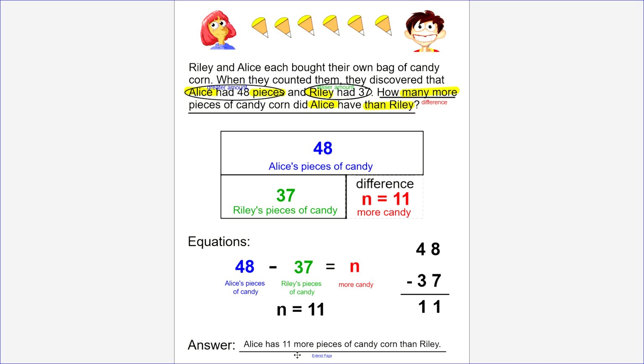Finally, look at your answer. Did your answer restate the question? Does it include the correct answer? Yes, our answer restated the question and includes the correct answer, 11. So that means, third grade, that our answer is correct.